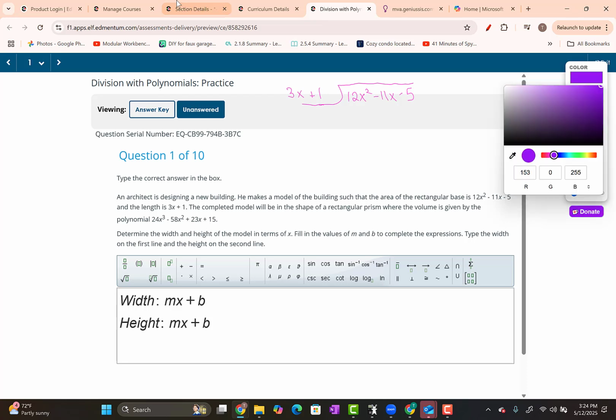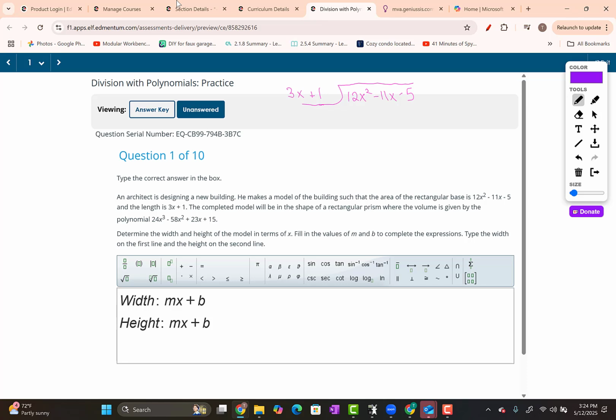To do this division, we have to think to ourselves, how many times does 3x divide into 12x squared evenly? If you have a hard time doing that in your head, you can do that off to the side. 12 divided by 3 is 4. x squared divided by x is just x. So we're going to put the 4x here.